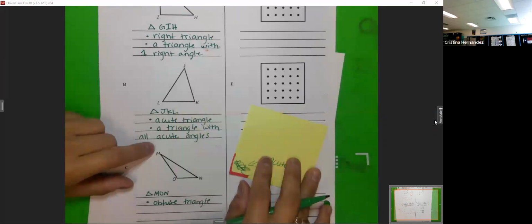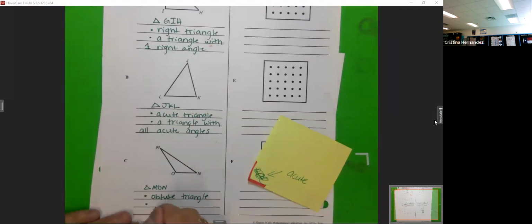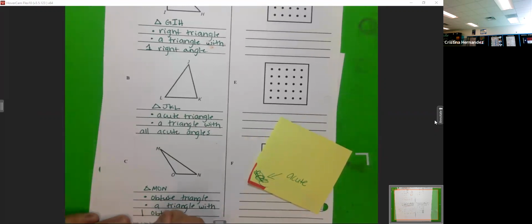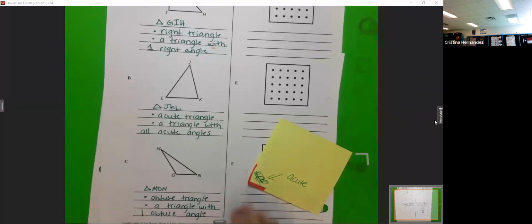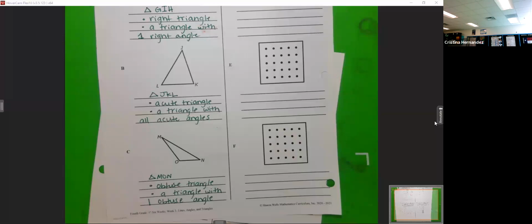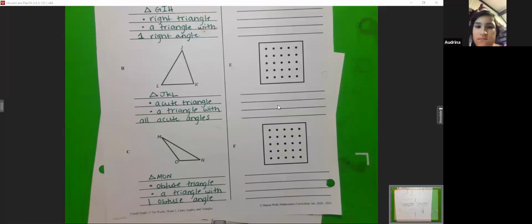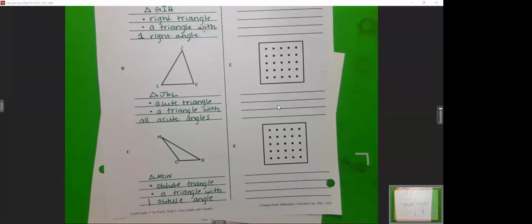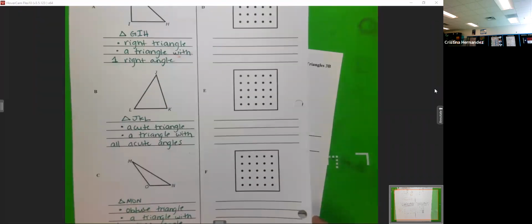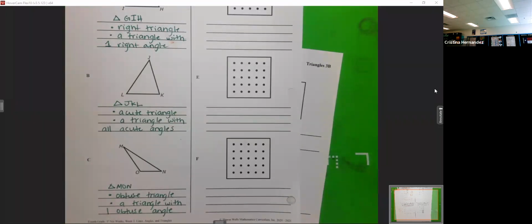An obtuse triangle only has one obtuse angle and it has two acute angles. So on the other side, we're going to have to make an acute triangle, a right triangle, and an obtuse triangle.